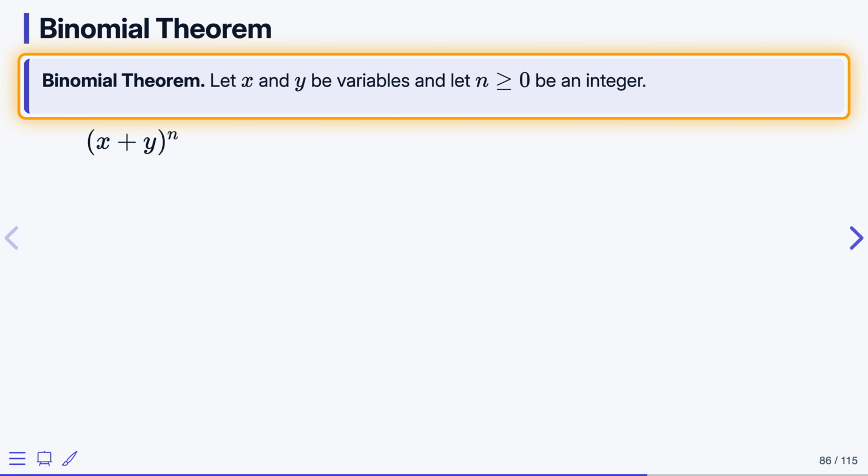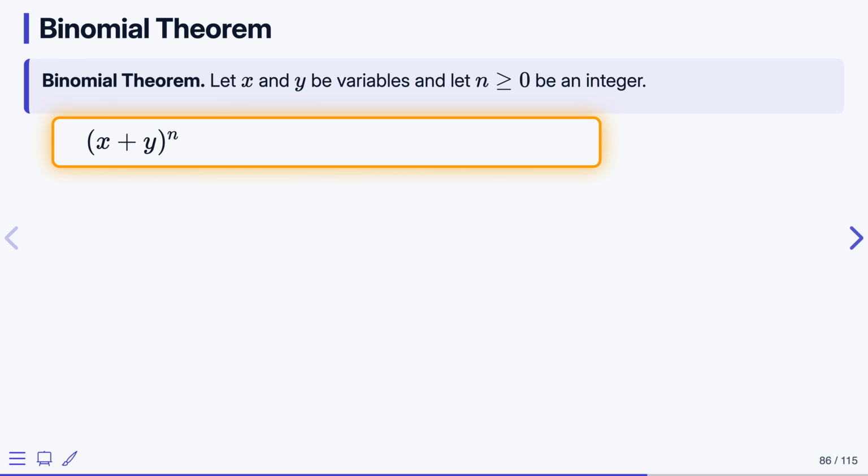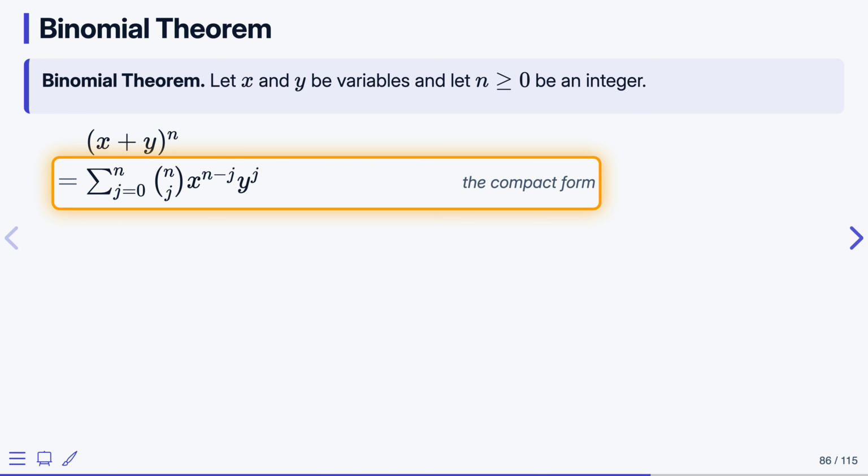Now the binomial theorem. Let x and y be variables, and let n be a whole number that is 0 or more. Line 1. We are expanding (x + y)^n. Line 2. The answer is the sum from j equals 0 to n of n choose j times x^(n-j) times y^j. Read the exponents. They always add up to n. As j grows, the power of y grows and the power of x shrinks.